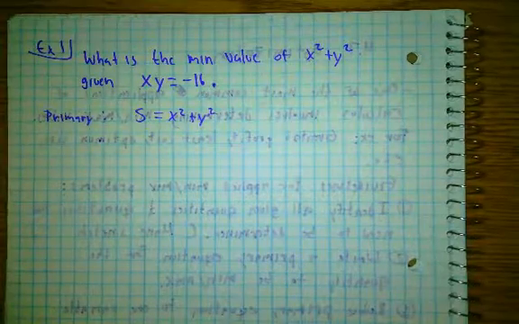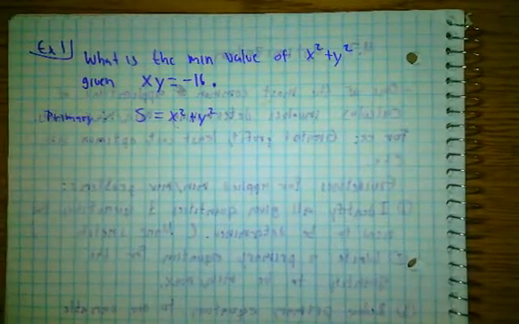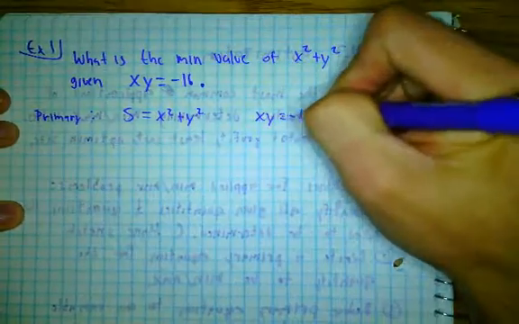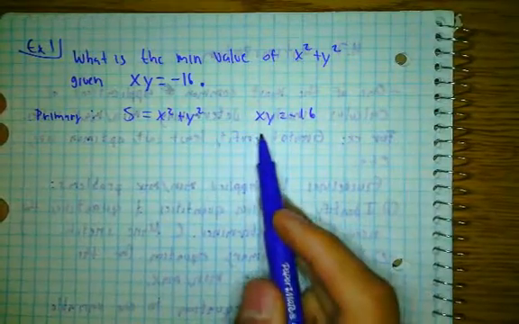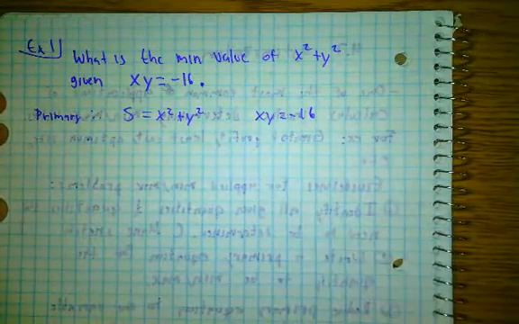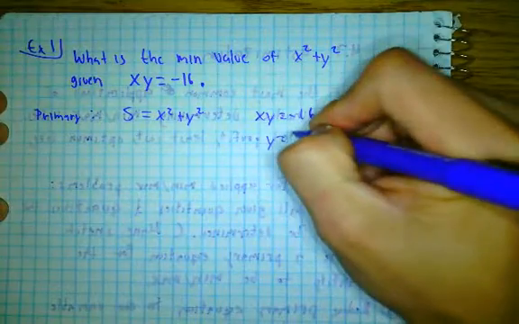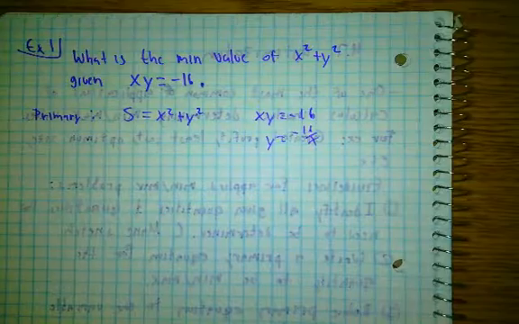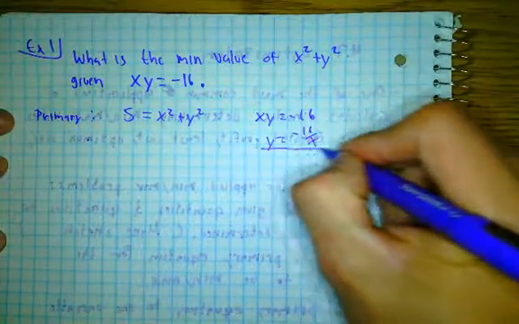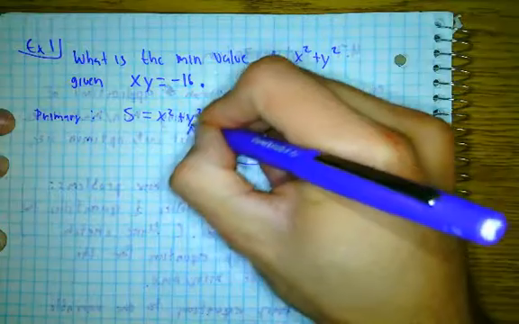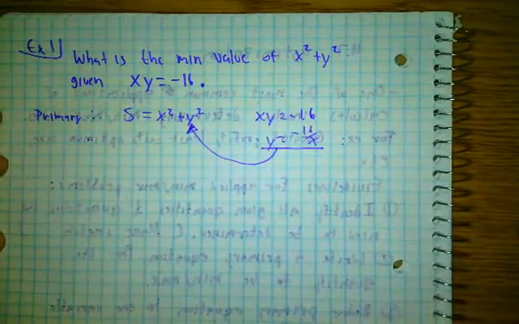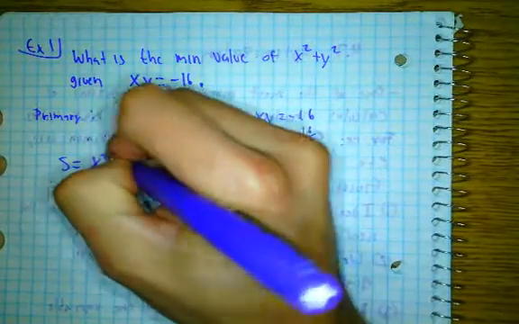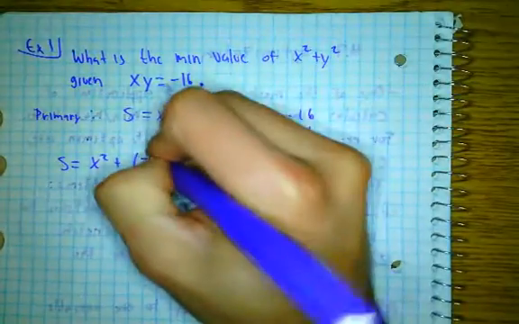But what I want to do is I'm going to use this equation right here, the xy equals negative 16, to solve for y. So if I solve for y, y would be negative 16 over x. Agreed? Okay. What I can do then is I can take this and replace it for y. And that would give me one variable. Agreed? So then I would say s equals x squared plus negative 16 over x squared.